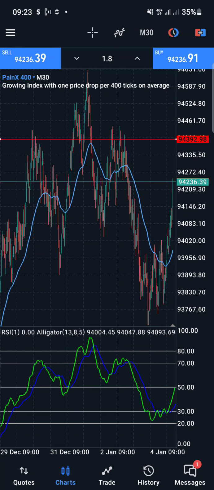So this is a simple mobile setup which can help you to achieve more. You can use it even on other assets. I will be stopping right here.